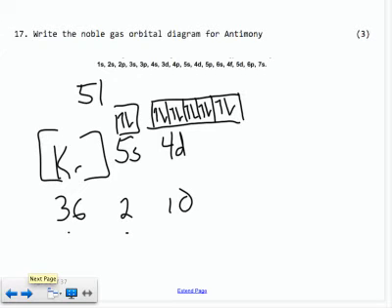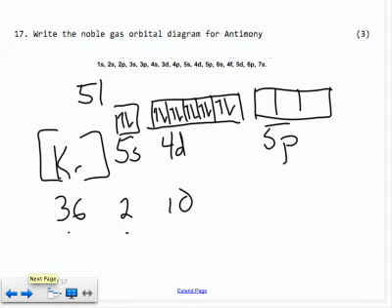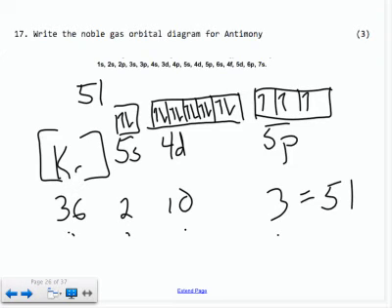That's 48. And the next orbital in the sequence is 5p, which has 3 boxes. I only need 3 more electrons, so I'm going to split those up into the 3 boxes. So 5s2, 4d10, 5p3, and 36 plus 2 plus 10 is 48 plus 3 equals 51. So I have the right number of electrons.